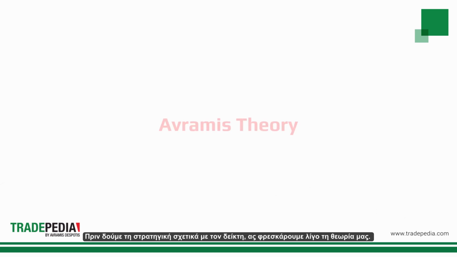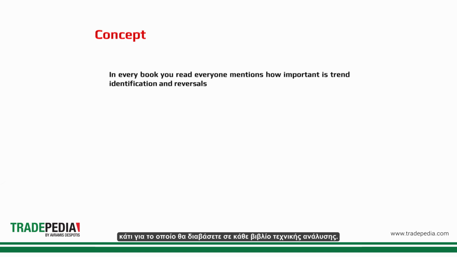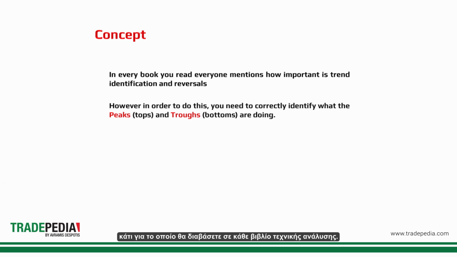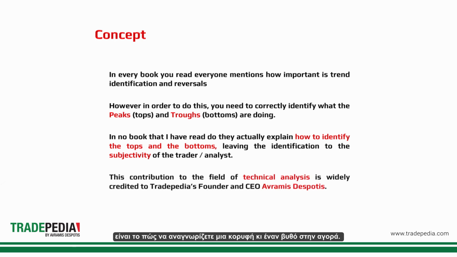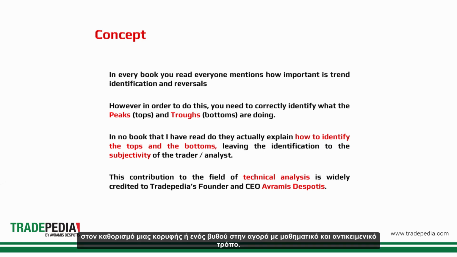Now, before we look at our strategy regarding the indicator, let us refresh our memory as far as the theory is concerned. Of course, trends are one of the most important concepts you will learn when it comes to trading. It's something that you will read about in every book of technical analysis. However, the one thing that you will not find in any book is how to identify a top and a bottom in the market. Identifying a top or a bottom comes prior to trend identification, and this is what our indicator is based around: mathematically and objectively defining a top or a bottom in the market.